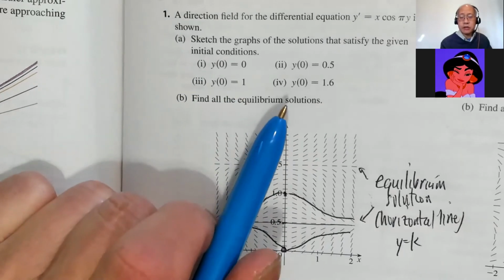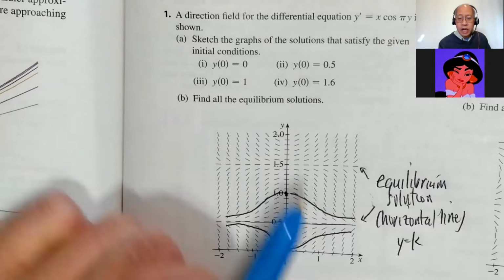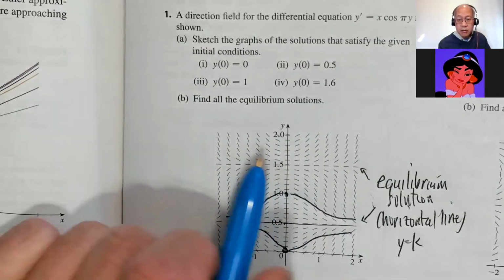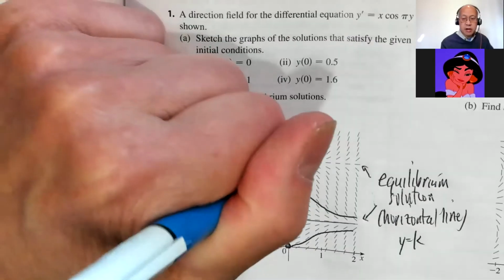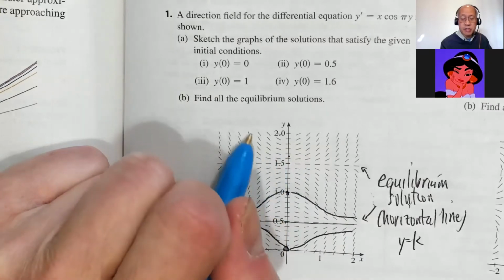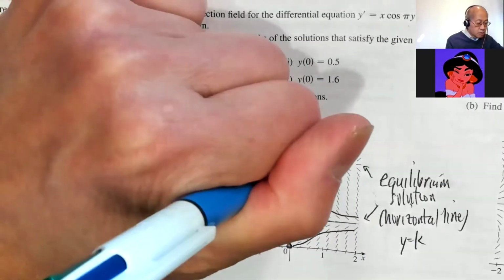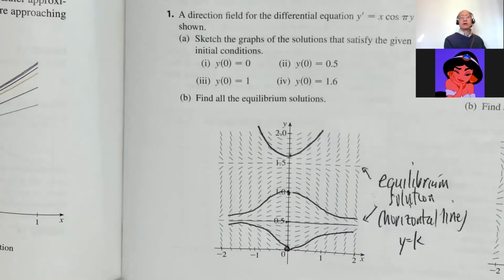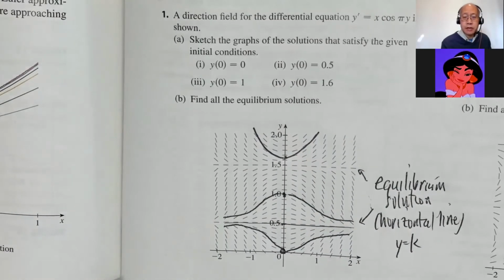And finally, y of 0 equals 1.6. Now, if they said 1.5, it looks like 1.5. I just get another horizontal line there. 1.6 is a little bit higher. So you look at the way the lines are going, it looks like it's going up here. And if I go backwards, it looks like it's going up there. So maybe I'll go like so, sort of parabolic. And that's it. That's all there is to it.